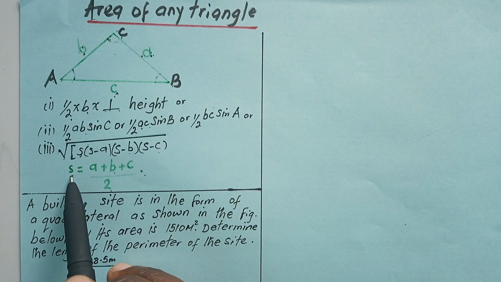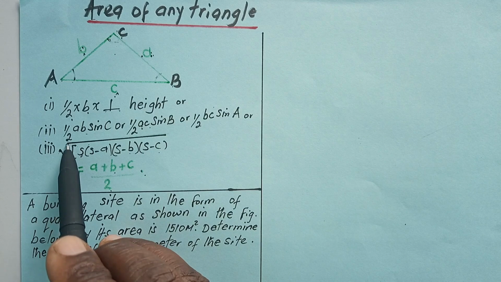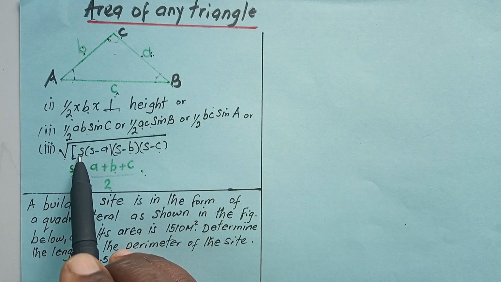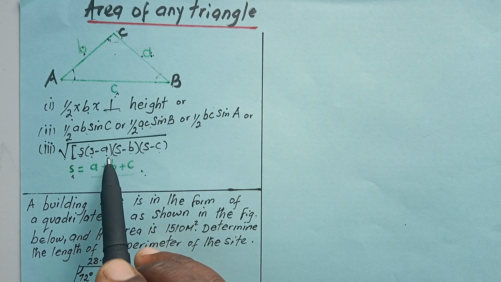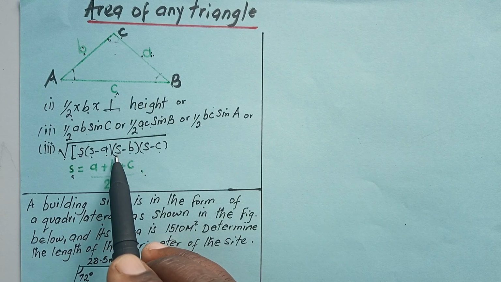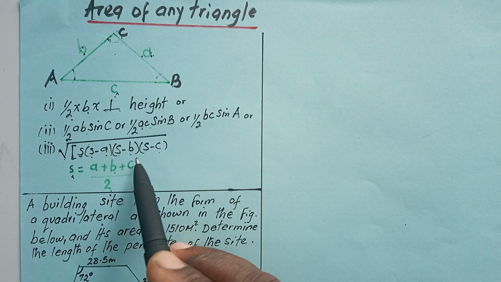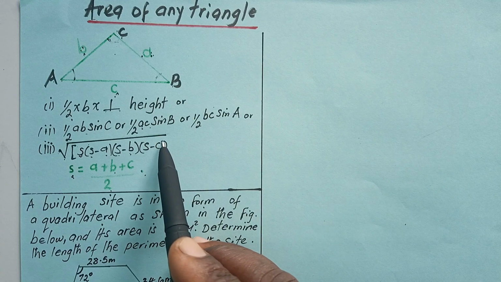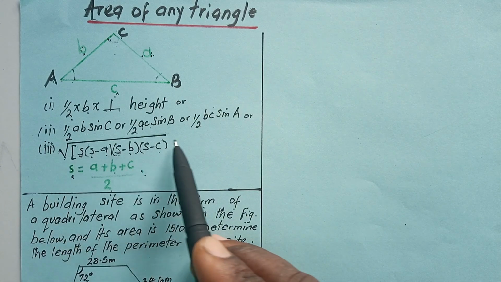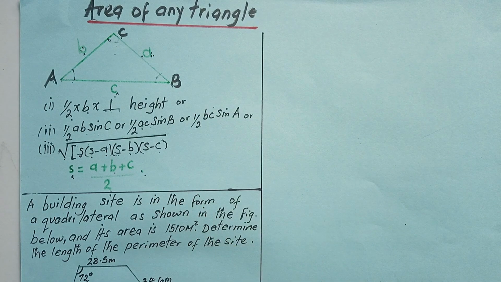And then we transfer the s, which is the semi-perimeter, under the root sign: semi-perimeter into (semi-perimeter minus side a), close the bracket, open the bracket, (semi-perimeter minus side b), close the bracket, open the bracket, (semi-perimeter minus side c), close the bracket, and then find the square root. You'll be able to get the area of that particular triangle.